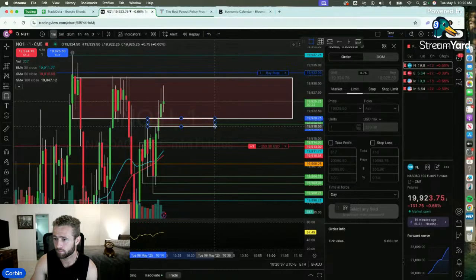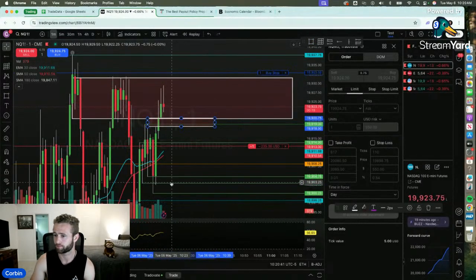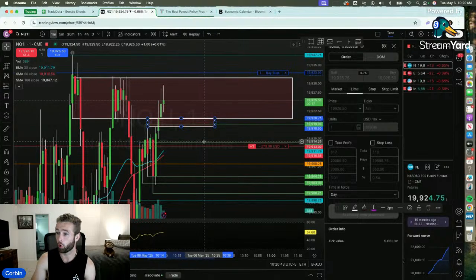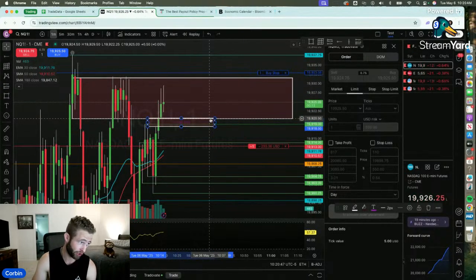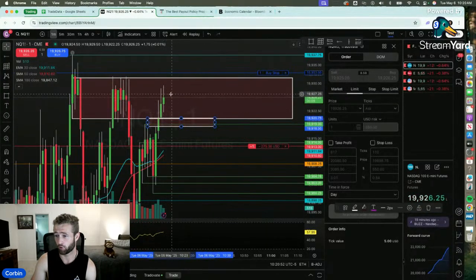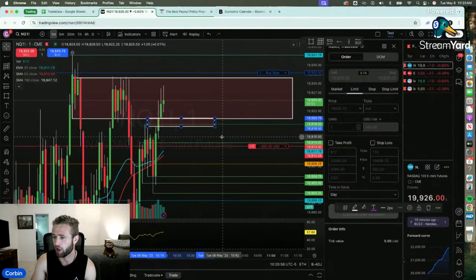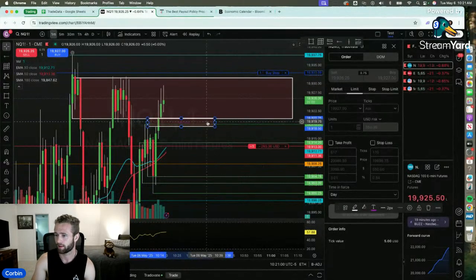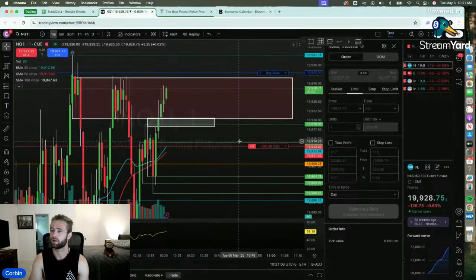Right there. See if we come down, test those levels, and continue up. Or, hear me out, or if we go red and just dump. I'm going to change this color to white, indicating a fair value gap.